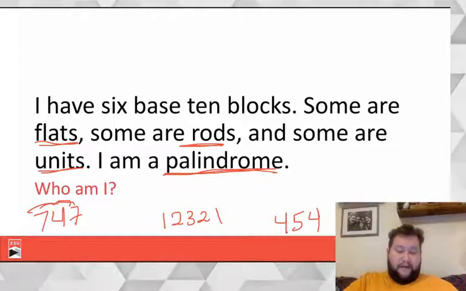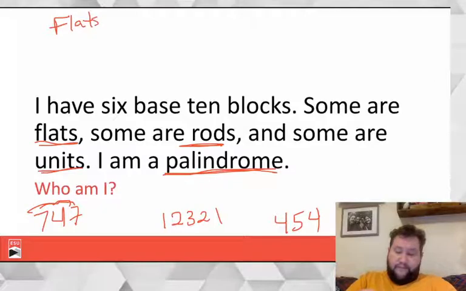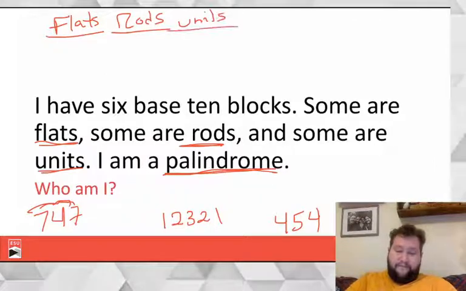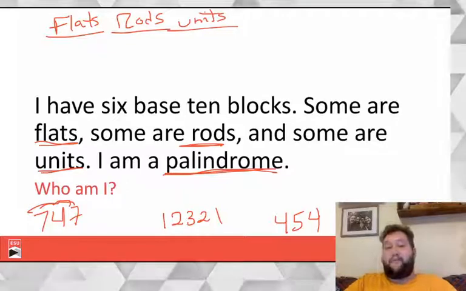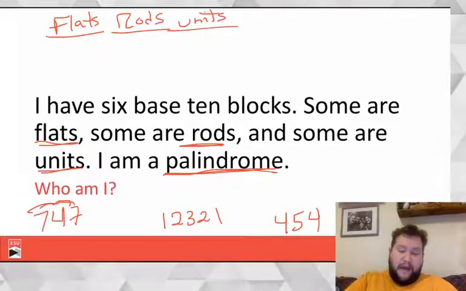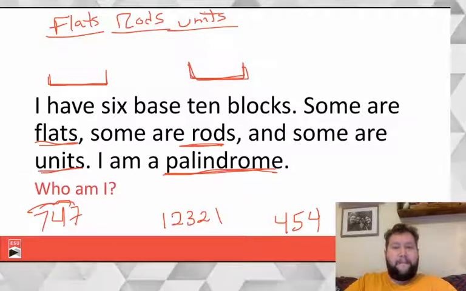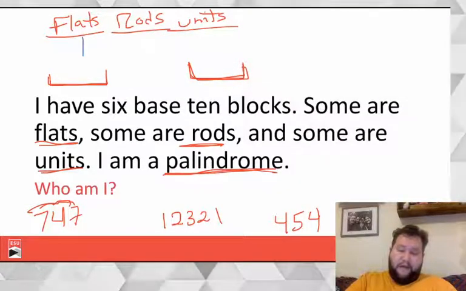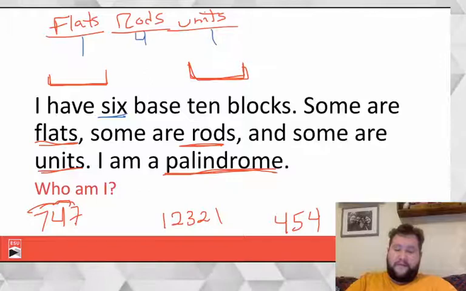So I have 6 blocks. Some are flats, so we can have flats. Some are rods, and some are units, and I'm a palindrome. So that means whatever number I have in flats, I have to have the same number of units. So if I have, let me pick a different color. If I have one flat, I need 1 unit. And if I have 6 total, I have 4 rods, which means my first possibility is 141.